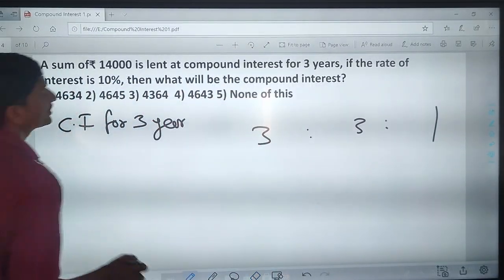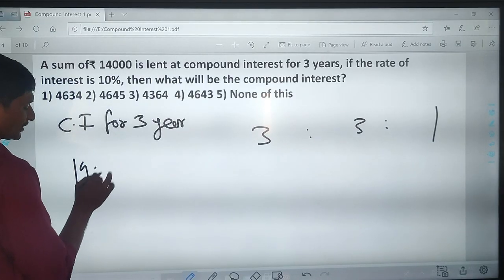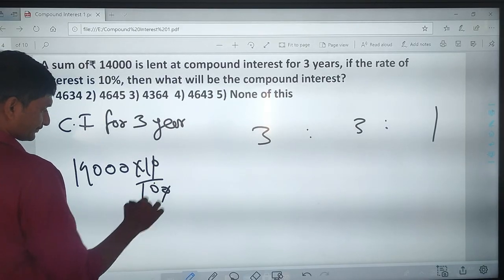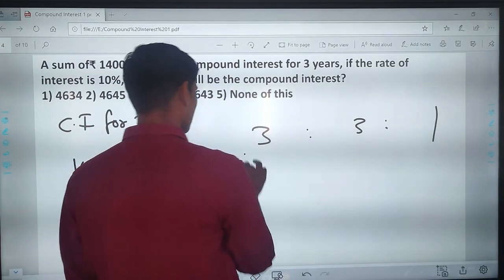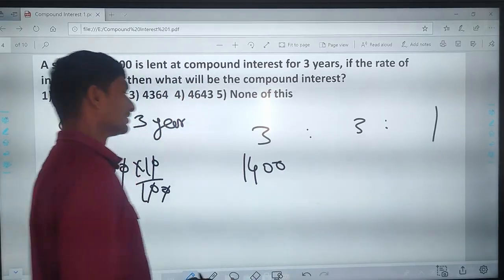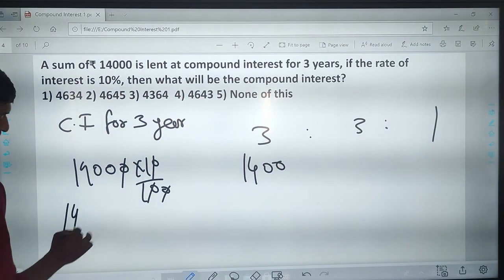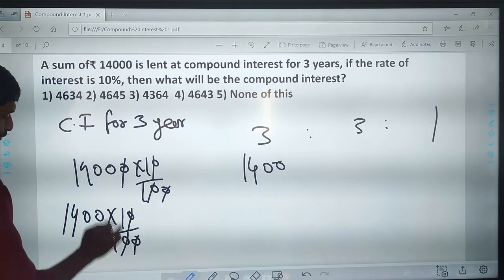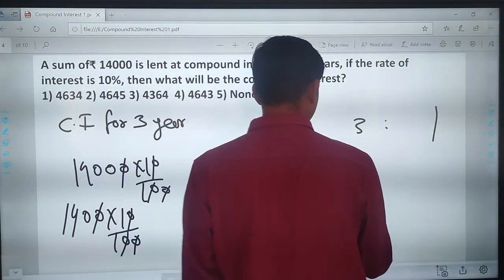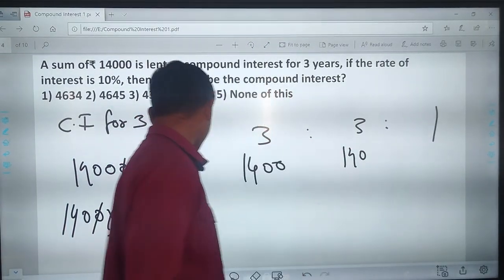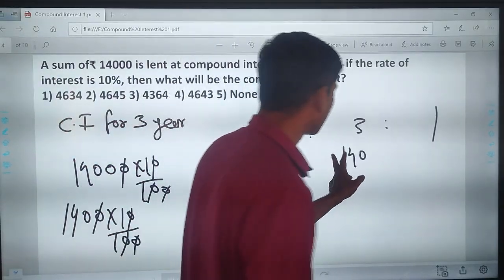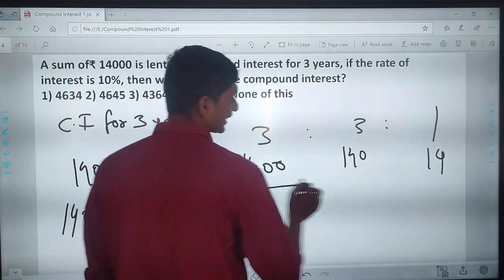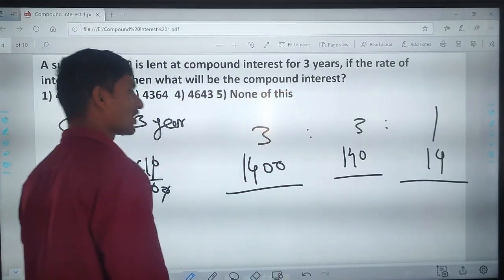Now we firstly take 10% of 14,000. That is 1400. Now we get 10% of 1400. The 0 gets cancelled. 140. Now we get 10% of 140. That is 14. Now we take the multiplication and the addition. We get the compound interest for 3 years.